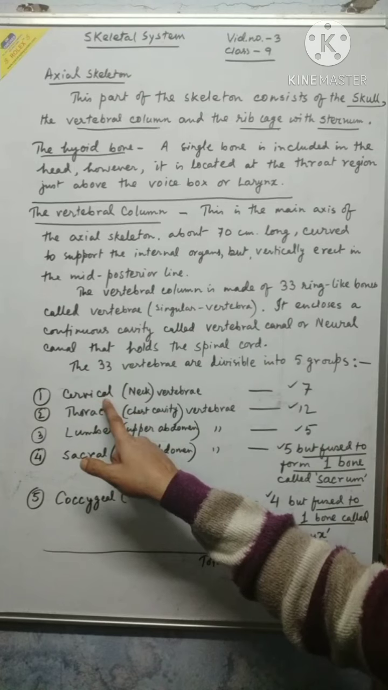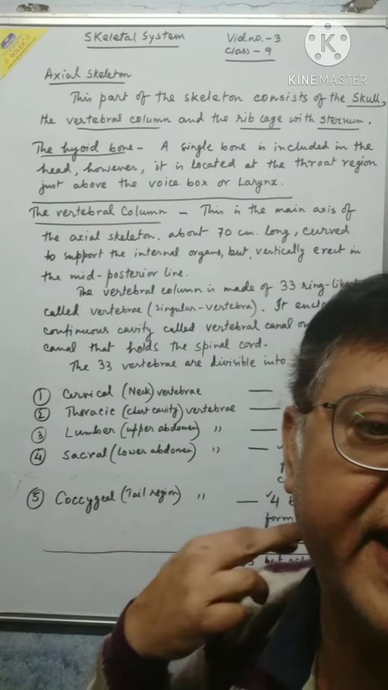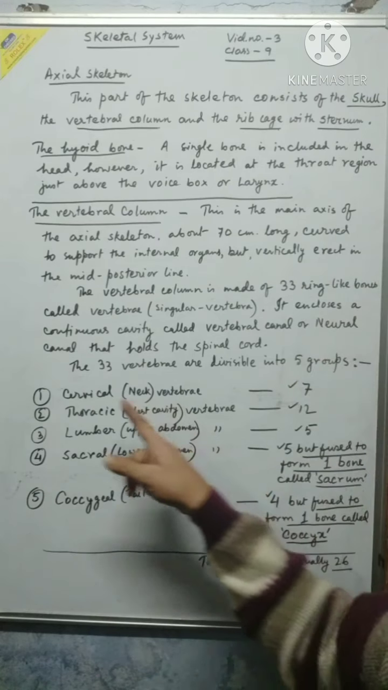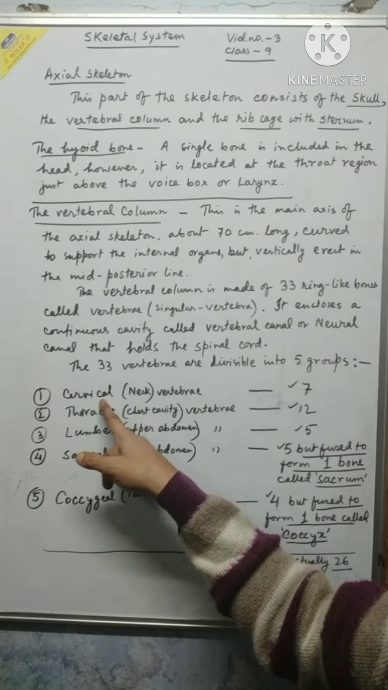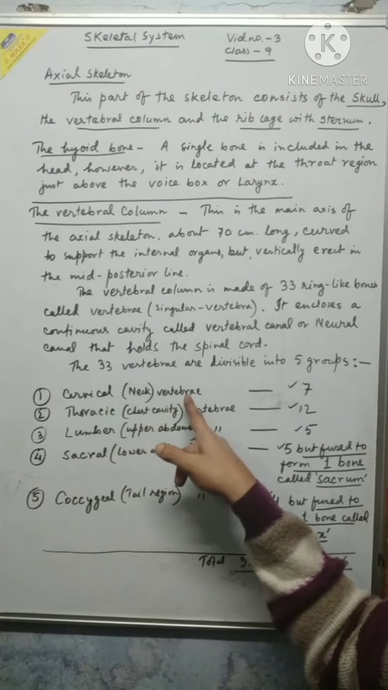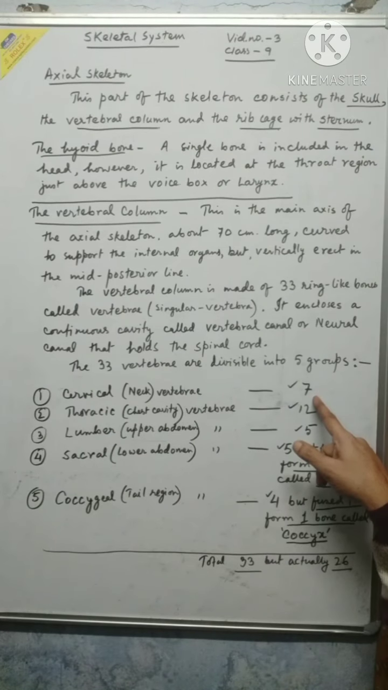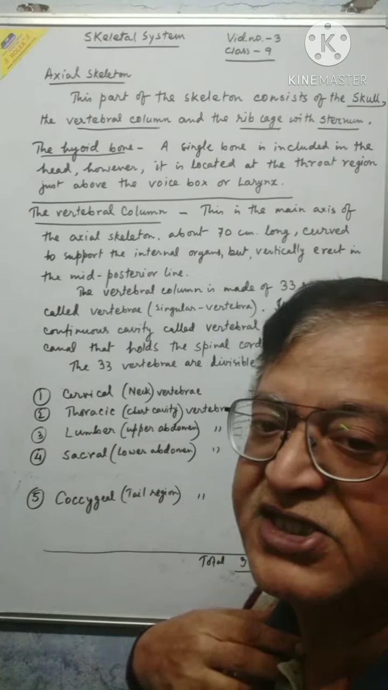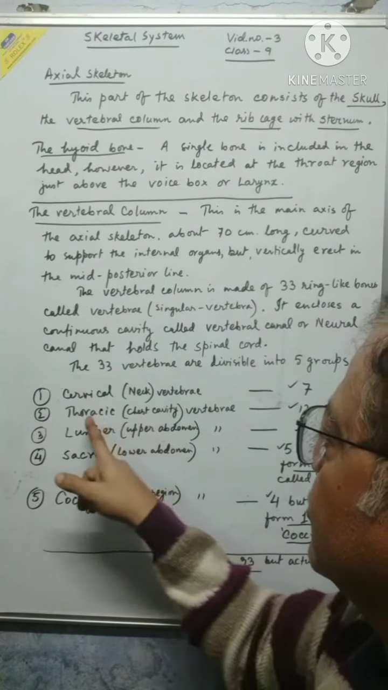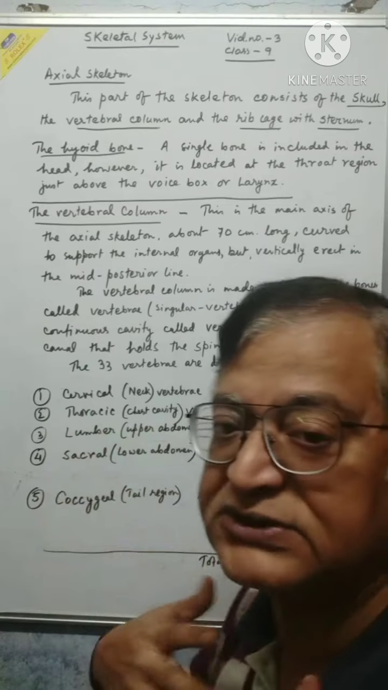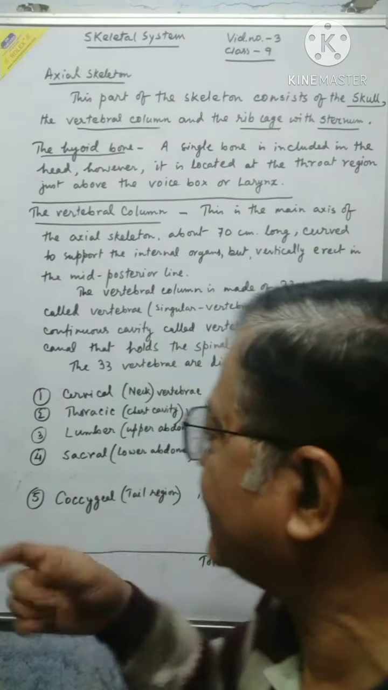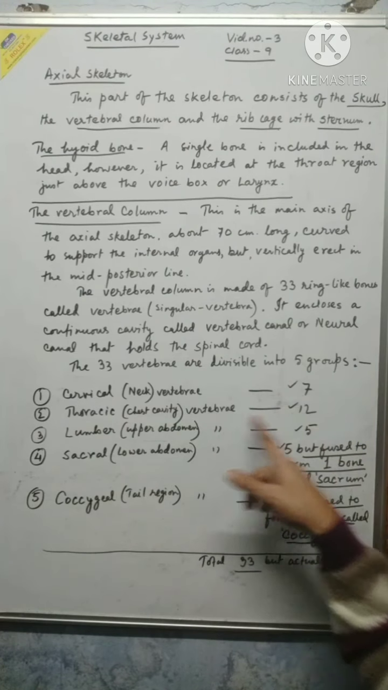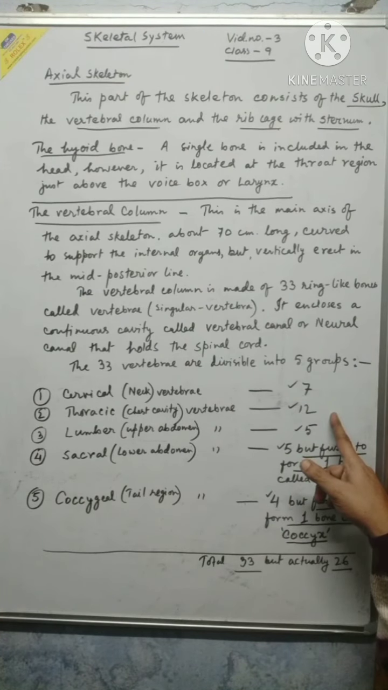The first group is cervical, or the neck region, starting from just below the head up to the shoulder. It is called the cervical vertebrae. The total number of vertebrae is 7. Number 2, thoracic, meaning chest cavity. Thoracic vertebrae support the chest cavity from the back. There are 12 of them. 12 vertebrae form the thoracic vertebrae.